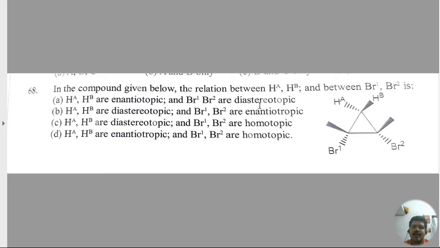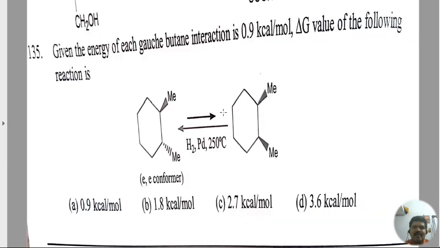So option B is your right answer, which can be also proved by substitution of this HA and HB and find out the configuration. You will see the change here. But this is the most easy method. Just consider a plane of symmetry passing through this, and you will get the option B as the right answer. Now, this is a simple question. Given the energy of each gauche butane interaction is 0.9, delta G for the reaction.